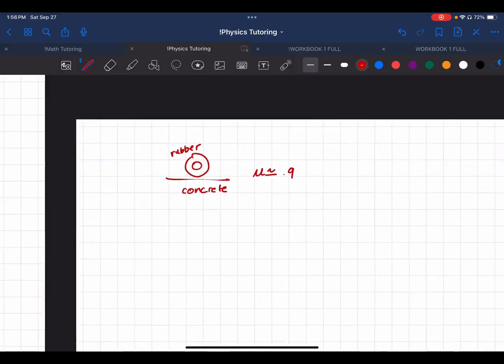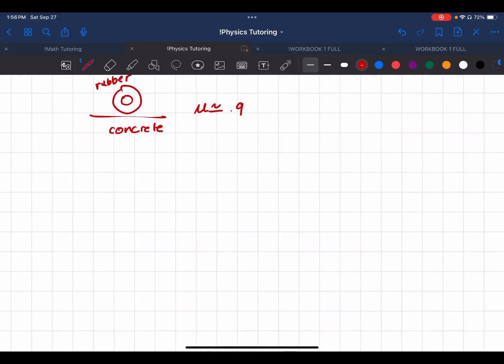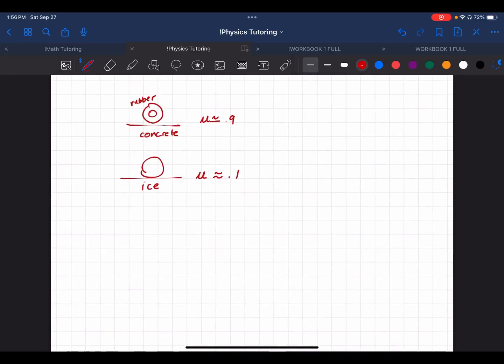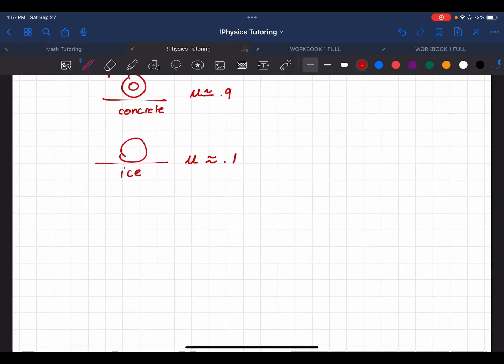But let's say we have an ice surface, right? And the wheel, that's gonna be relatively low. It's gonna be closer to, I don't know, 0.1 or something. I'll have to look it up again, you guys. I'm sorry. So that coefficient matters, right?